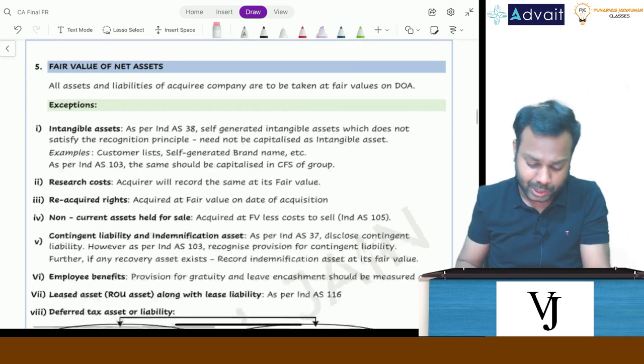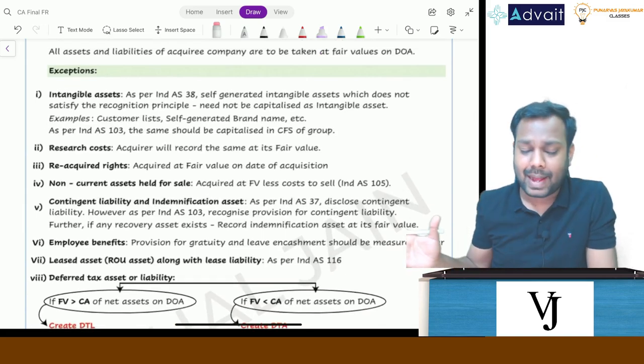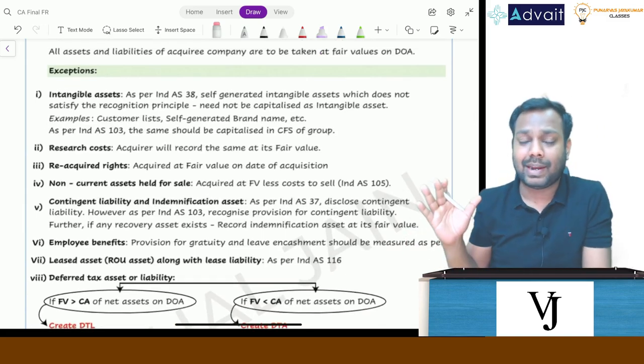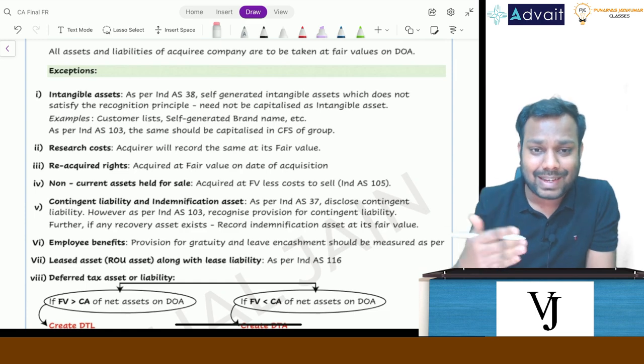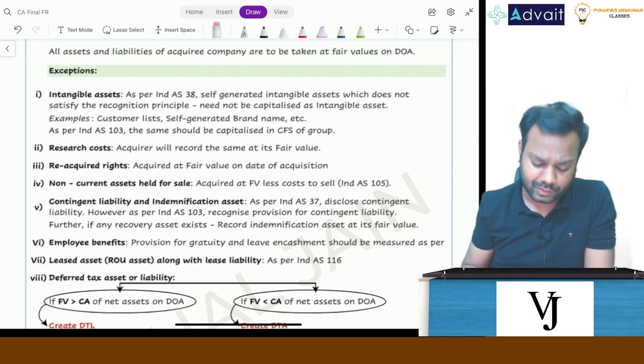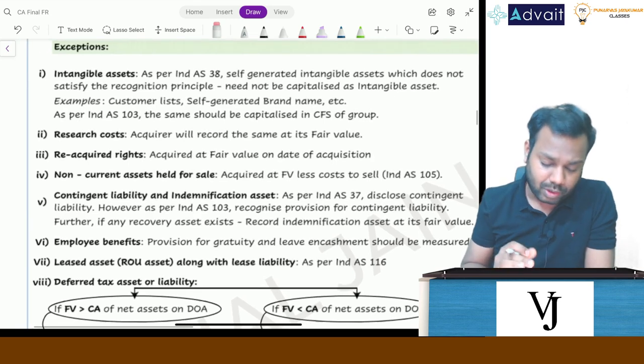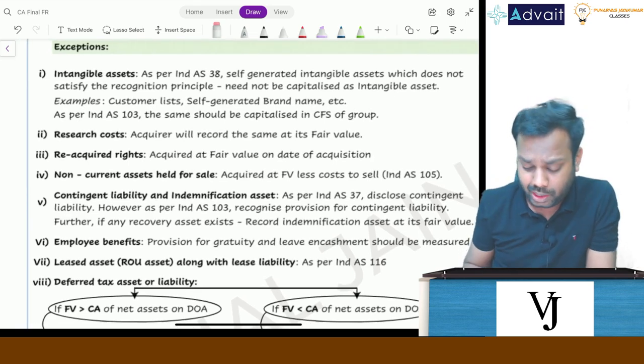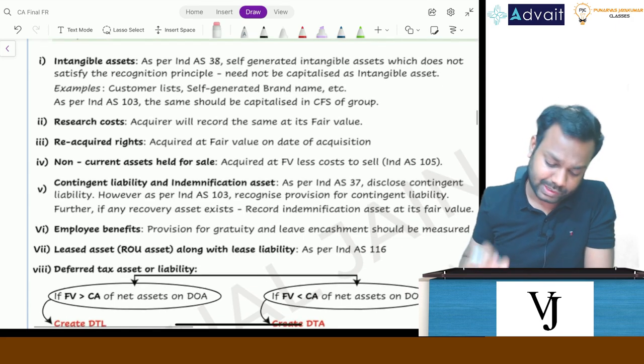Let's discuss them. Okay, so what I have done is, from my analysis of all the past papers, from the analysis of all the ICAI study material questions and all the suggested answers, I have made a note of all the important adjustments. And I've discussed it here. So let's discuss that.